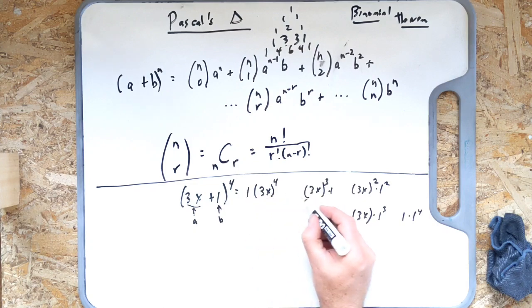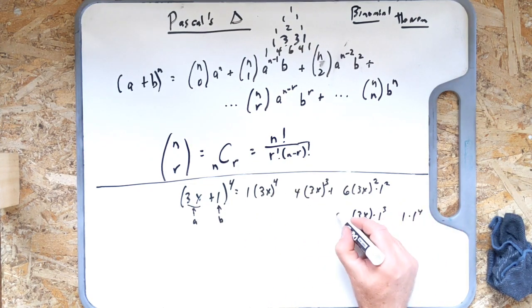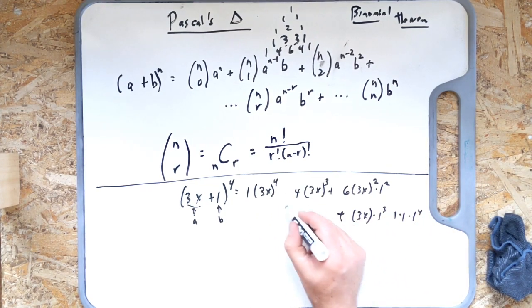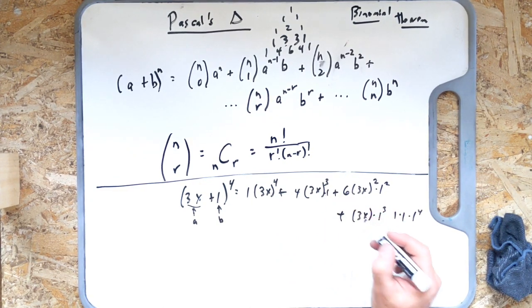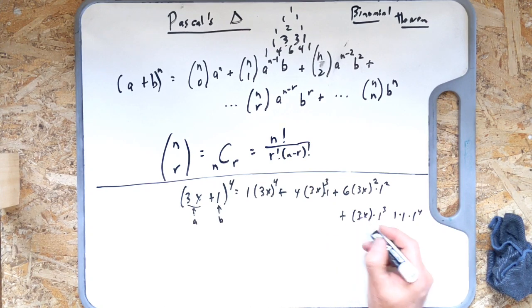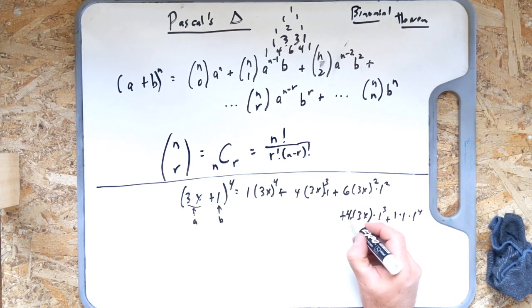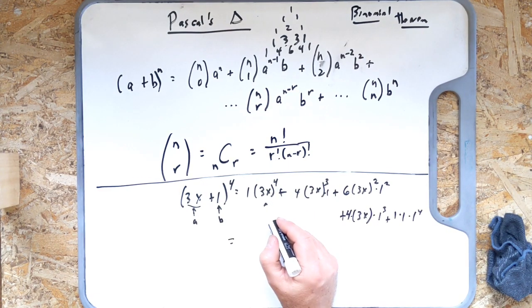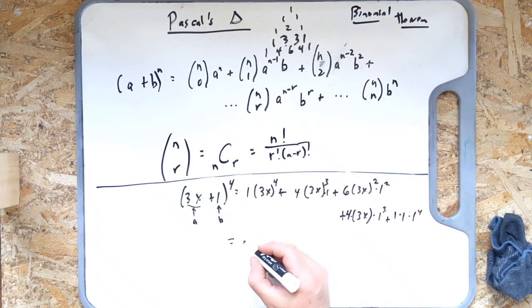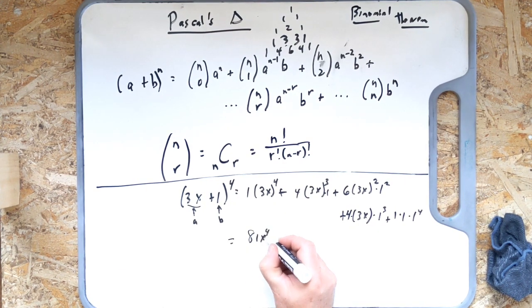So it becomes 1, 4, 6, 4, 1. I'm going to just put the numbers in front here. Plus and plus. There we go. Oops, that was bad. I erased my 4. Okay, so now this is 3 to the 4th, which you can do in your calculator. It's 3 times 3, which is 9. 9 times 9 is 81. So this is 81x to the 4th.